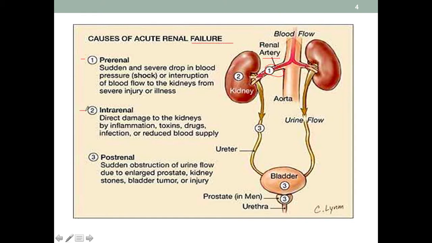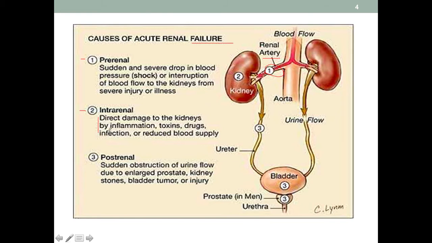Then the second one mentioned here is intrarenal. So this refers to the damages or injuries that are directly to the kidney itself. These injuries could be caused by inflammation, toxins, drugs, infection, or reduced blood supply, which we've already mentioned. So as we can see here, a lot of these intrarenal causes of acute renal injury may not be limited to the kidney itself.